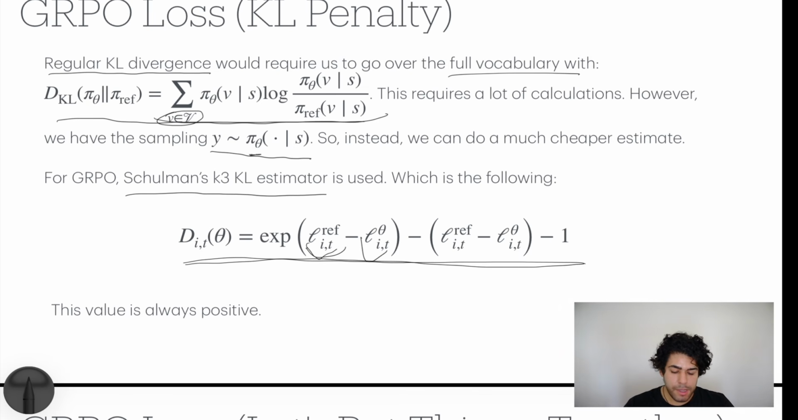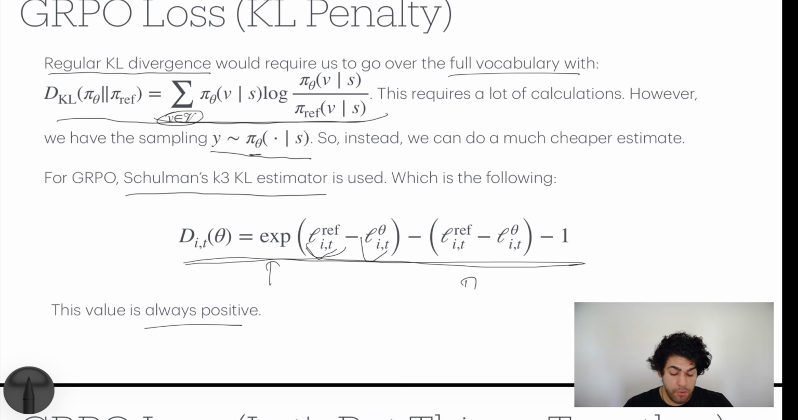So this is basically telling you how much your new model diverges from your reference model. And this value is always positive. Why is that? Because the exponential always grows faster than this guy. So this is always positive.